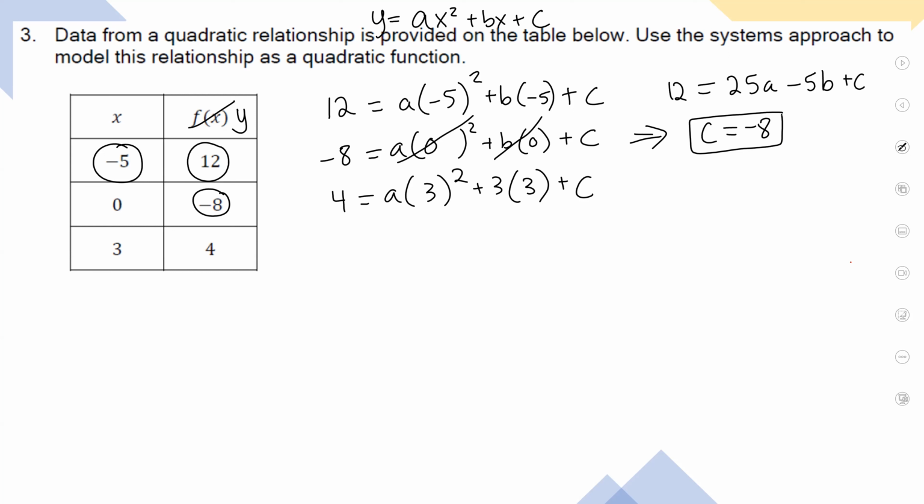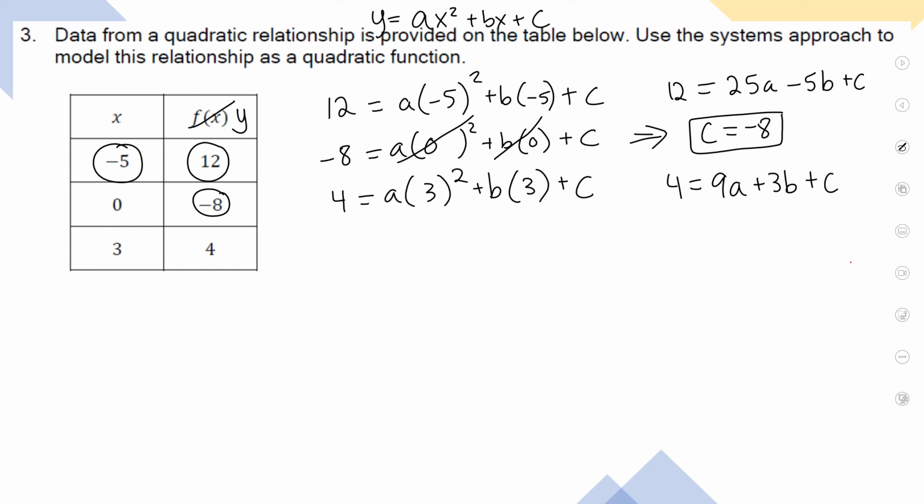Okay, next one. 4 equals 3 squared is 9. So this becomes 9a plus, oh, sorry, this is a b. Make sure this is the letter b, guys. I don't know why I put a 3 there. Okay, b times 3 is 3b plus c. So that is your third equation. Let me make it more clear. This is the letter b. So we have 3b plus c.